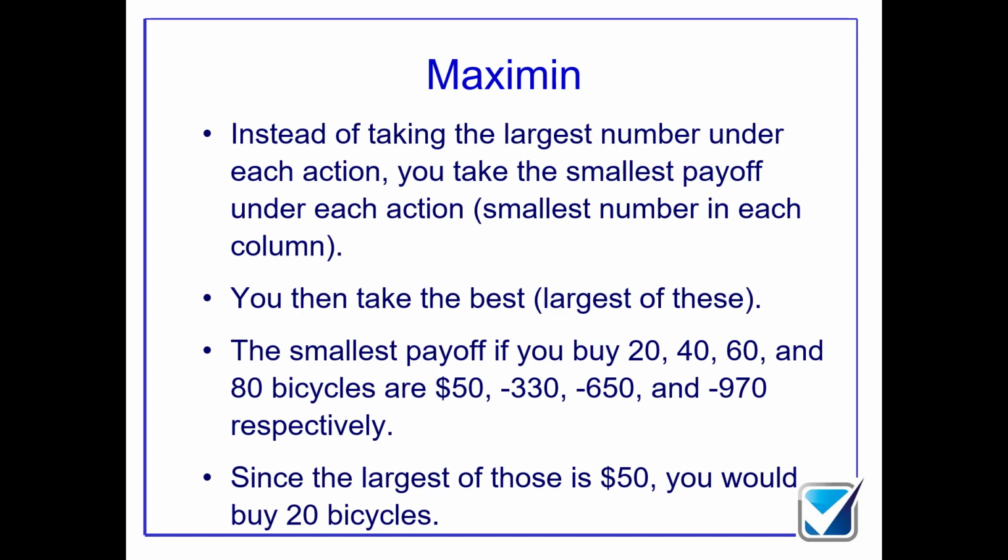We want to go for the positive 50. And because of that, we now end up purchasing 20 bicycles. So on the back of that, we now purchase 20 bicycles. Okay, Ed, that's Maxi Max and Maxi Min. Brilliant. How about Mini Max Regret?